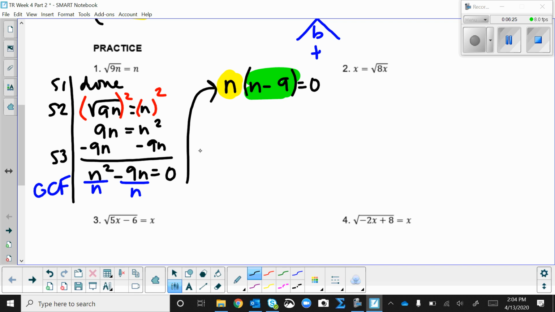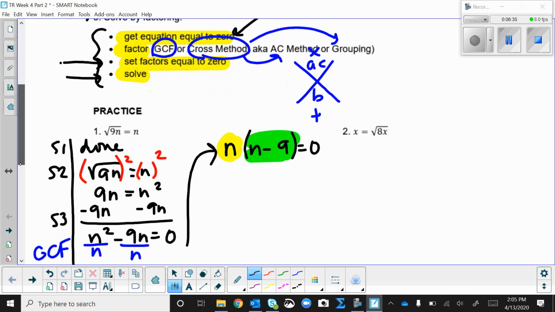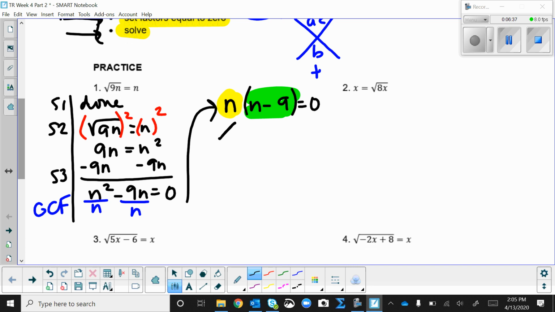Go back up and read the bullets under step 3. We're now here. Set the factors equal to 0, and then we're going to solve them. So we break that up. We set that first factor, the n, equal to 0, and the second factor equal to 0.